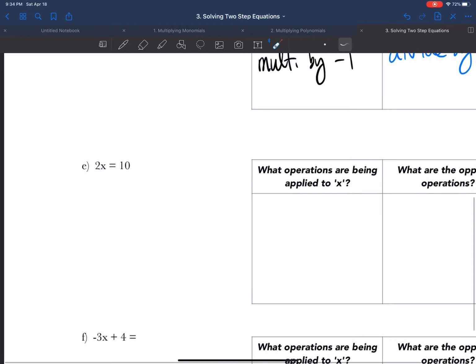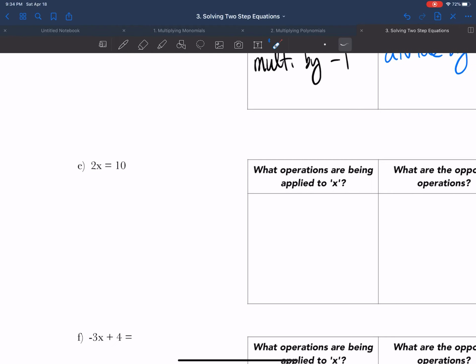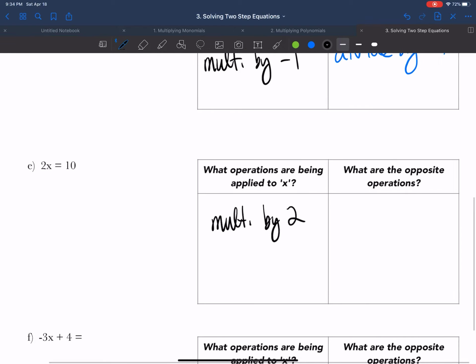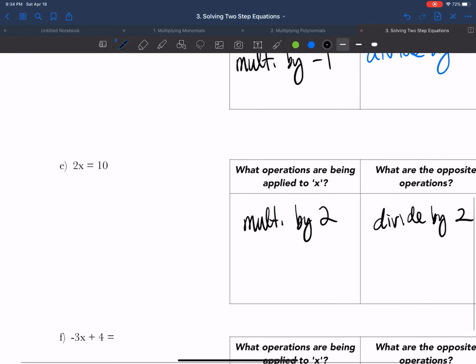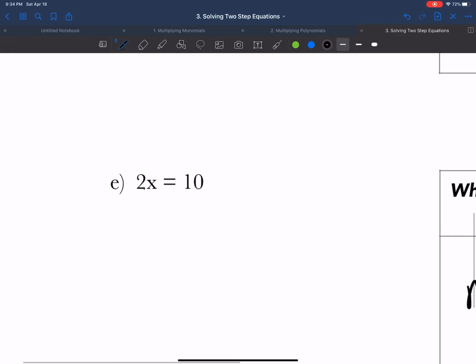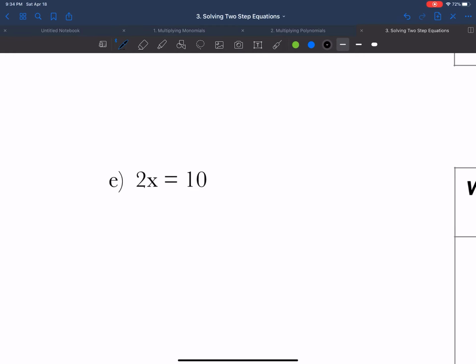What's happening to x here? We have 2x equals 10. What's the operation between 2 and x there? I don't see a sign. So if there's no sign, that means multiplication. So we're multiplying by 2. And the opposite is to divide by 2. So I want to divide by 2.